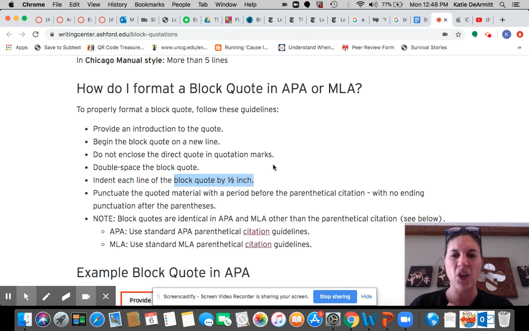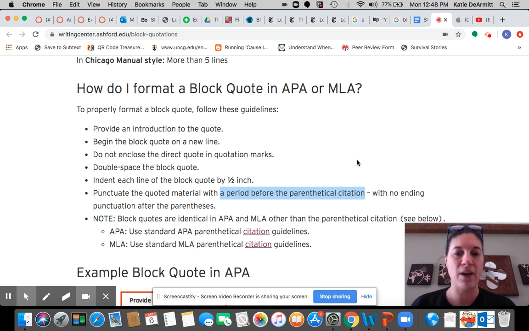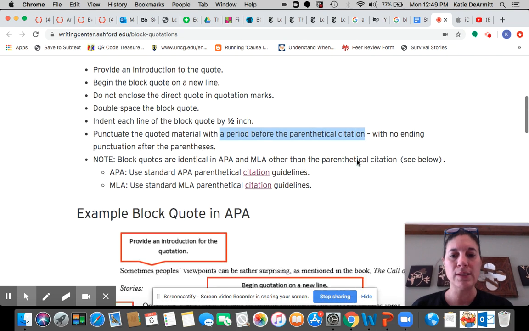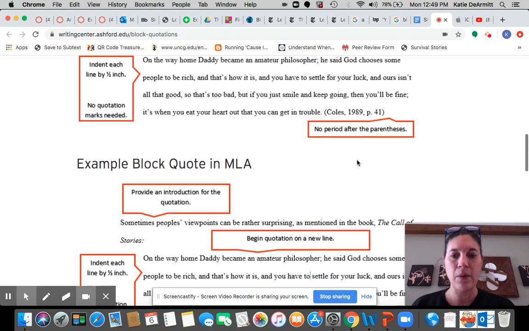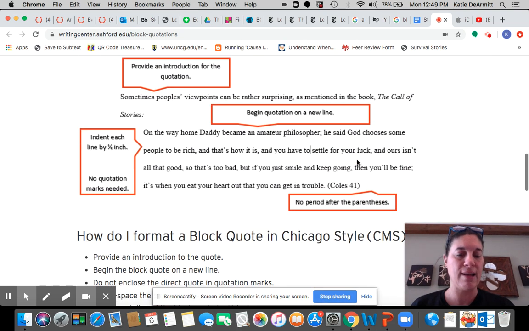The other kind of real weird thing when it comes to punctuation with block quotes is the fact that our period is going to come before that parenthetical citation. Okay, so those are kind of our basic rules. Now, if I scroll on down here, you'll kind of see what it looks like in general. We have our introduction, our full sentence and our colon here. We've got our quote beginning on a new line with no quotation marks. And then we have this weird kind of end punctuation.